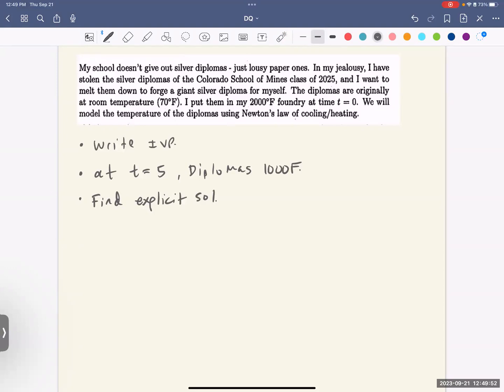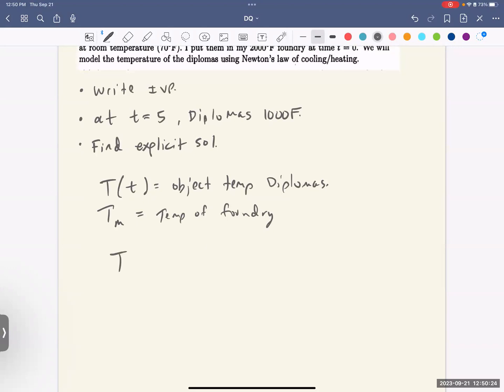So let's model that equation. If big T of little t is object temp, and it's diplomas, then T of, say, an environment or a medium is the temp of the foundry. And our equation all the time for Newton's law of heating and cooling is T prime, or d big T over d little t, is constant K times temperature of your object minus the temperature of your environment. And in this case, that's d big T over d little t equals K times (T minus 2000 degrees).